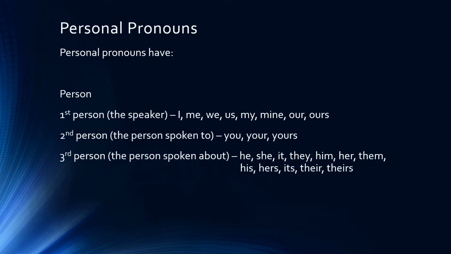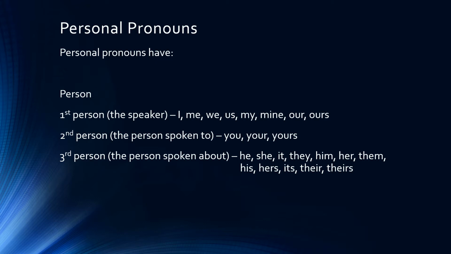Personal pronouns are identified in several different ways. First of all, personal pronouns have person. We have first person, second person, and third person. Now, there's a very easy way to remember the distinction between the 3 persons of pronouns. First person pronouns identify the speaker, the one speaking. And these personal pronouns are I, me, we, us, my, mine, our, ours.